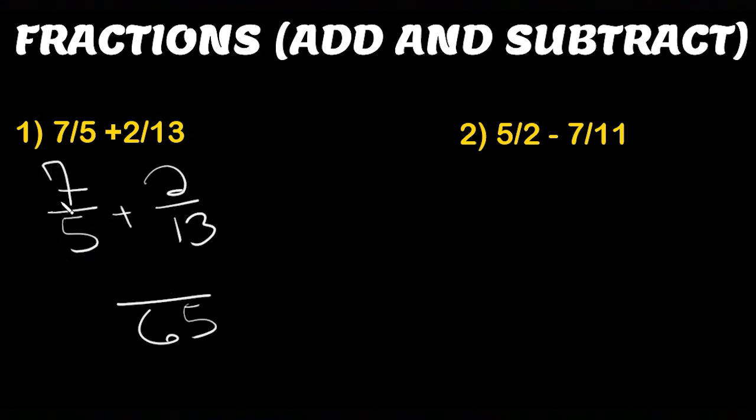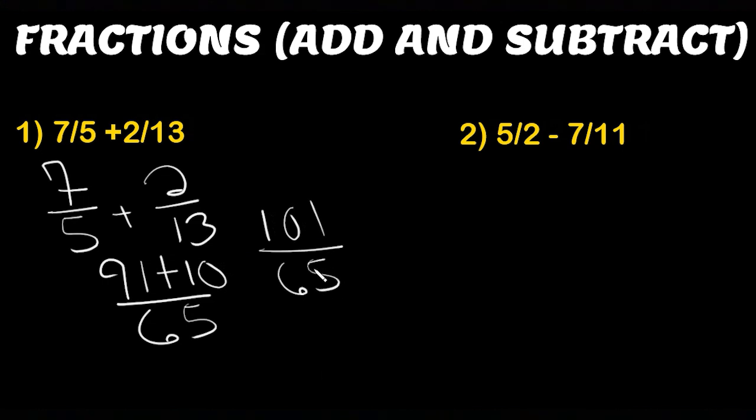I'm going to do 7 times 13. And when I do that, I get 91. So I get 91. And then I put the sign, which is addition. And now I'm going to cross multiply here. 5 times 2, I get 10. And now we just simply add the numerator. And when I do that, I get 101. I get 101 all over 65. And this right here is going to be our final answer.